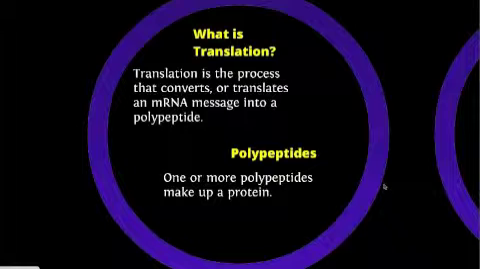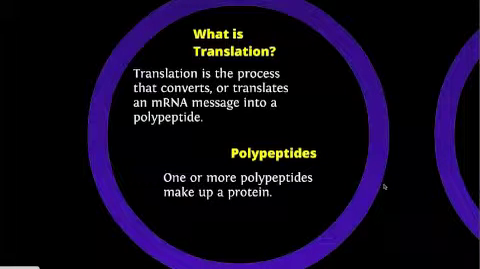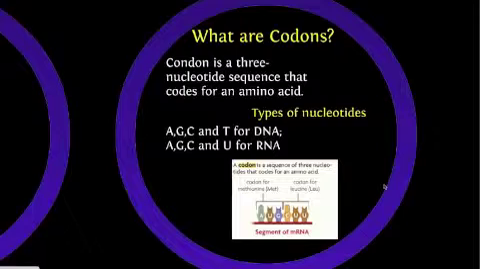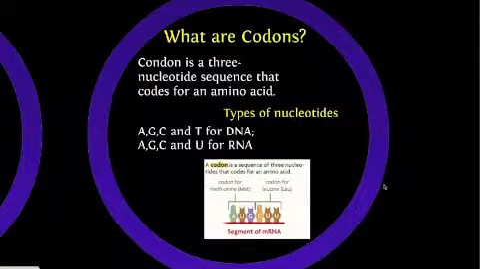What is translation? Translation is a process that converts, or translates, an mRNA message into a polypeptide. One or more polypeptides make up a protein. A codon is a 3-nucleotide sequence that codes for an amino acid.